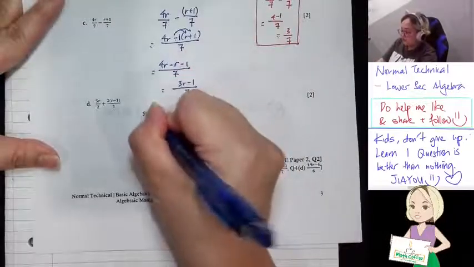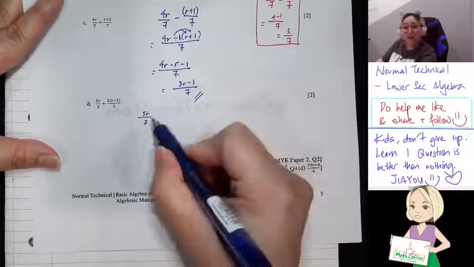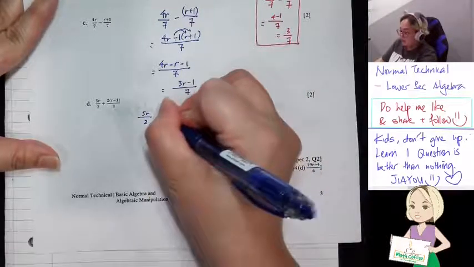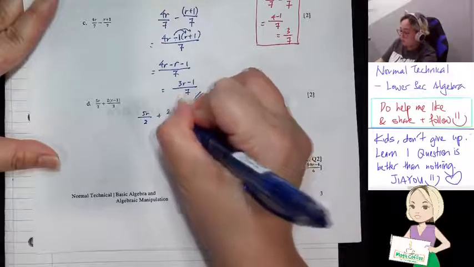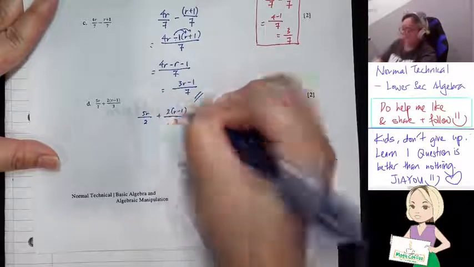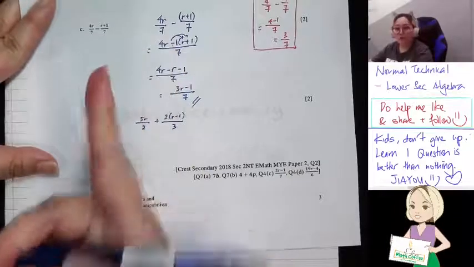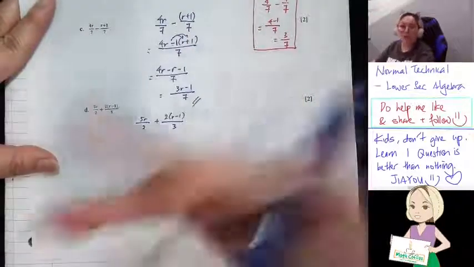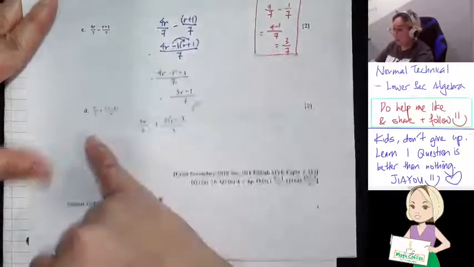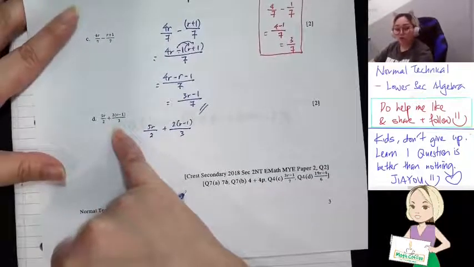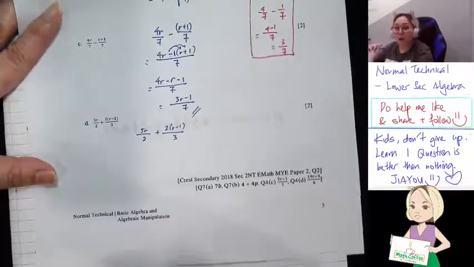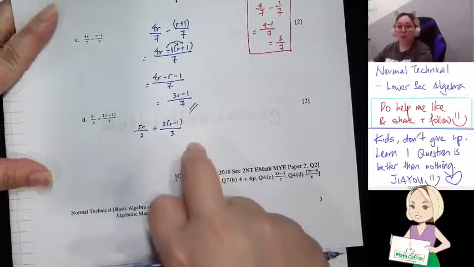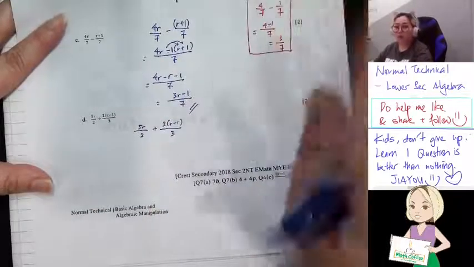Increase the difficulty a bit. 5r over 2 plus 2r minus 1 over 3. Just like our previous question, where the denominator was 7, I don't have to do anything because it's already a common denominator. This one has denominator 2 and denominator 3, so you need to do a little bit more to combine them into a single fraction. For 2 and 3, you need to know the LCM, which is 6.